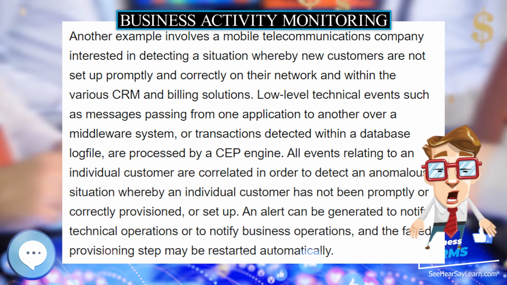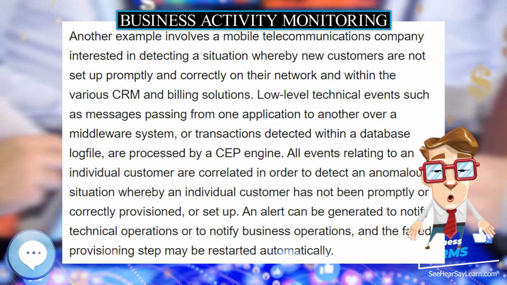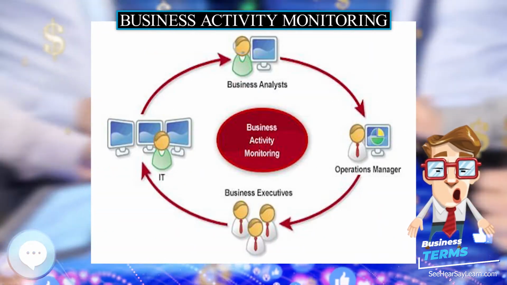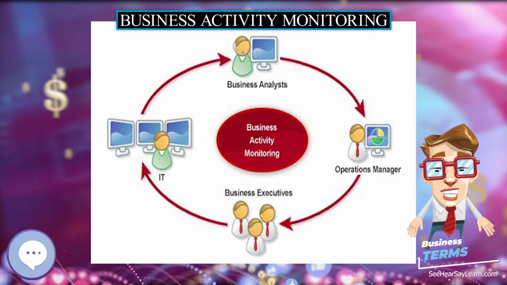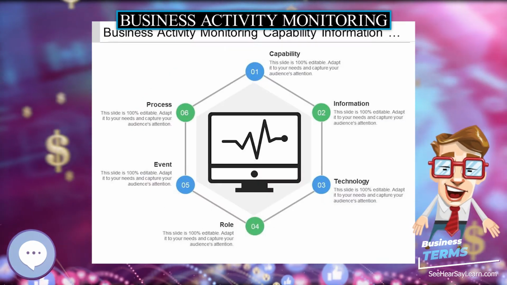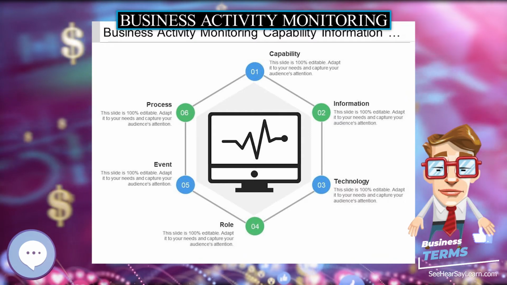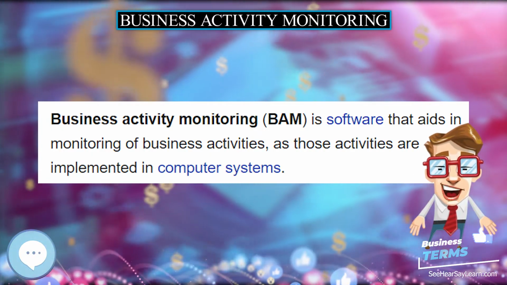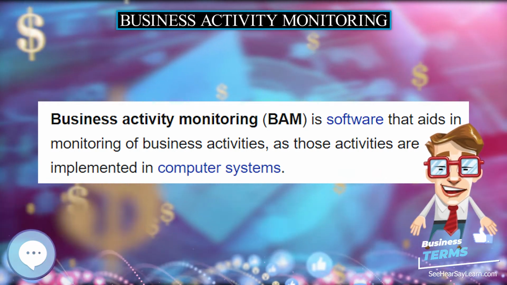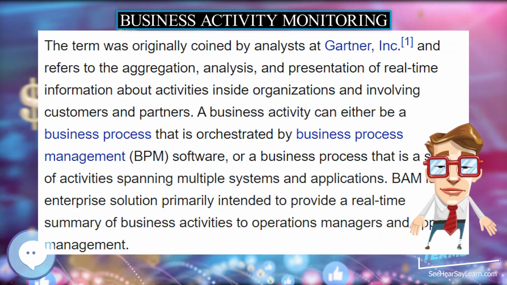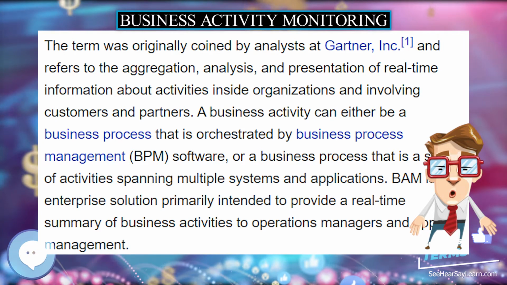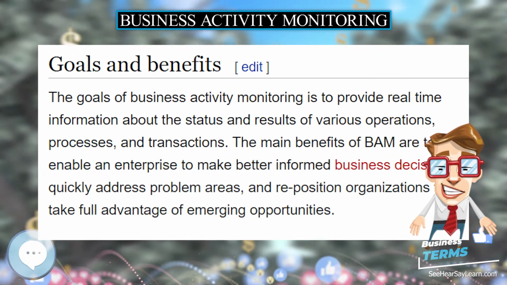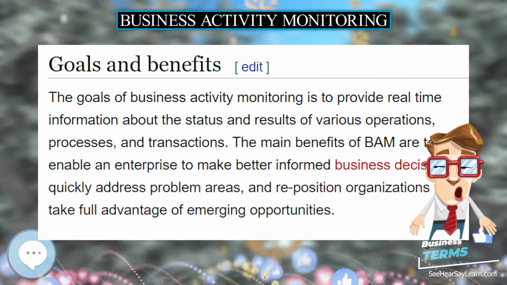Goals and benefits. The goals of business activity monitoring are to provide real-time information about the status and results of various operations, processes, and transactions. The main benefits of BAM are to enable an enterprise to make better informed business decisions, quickly address problem areas, and reposition organizations to take full advantage of emerging opportunities.